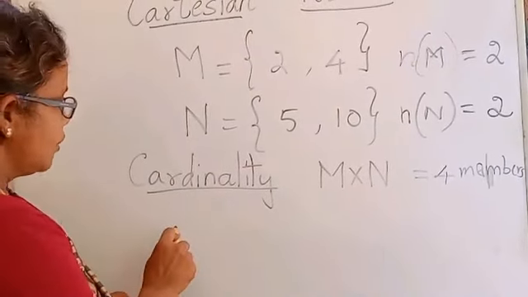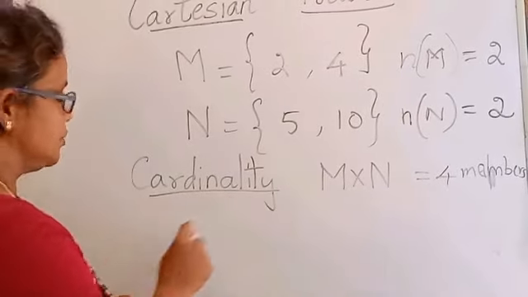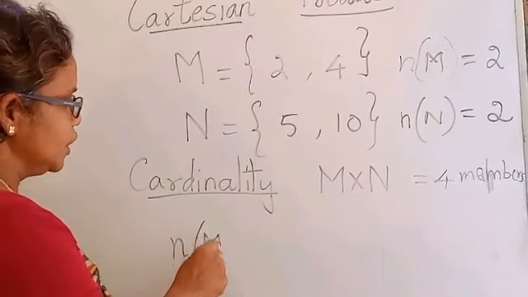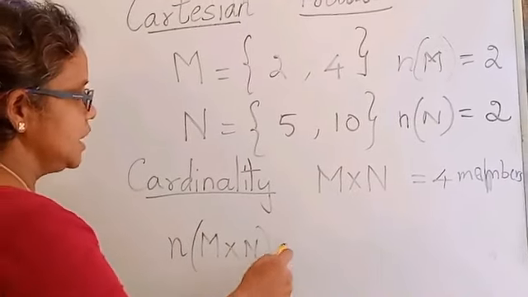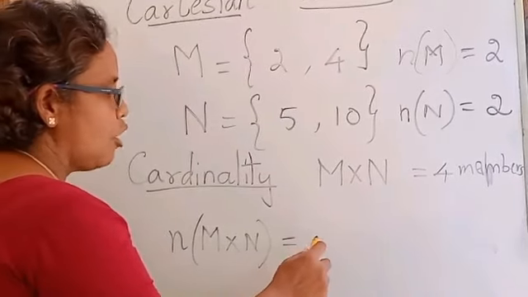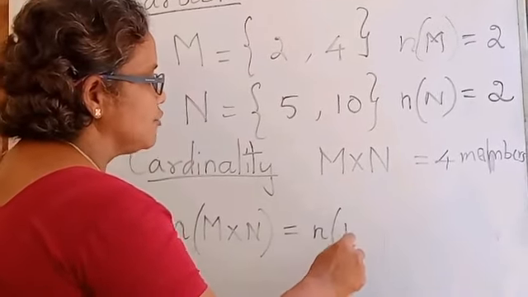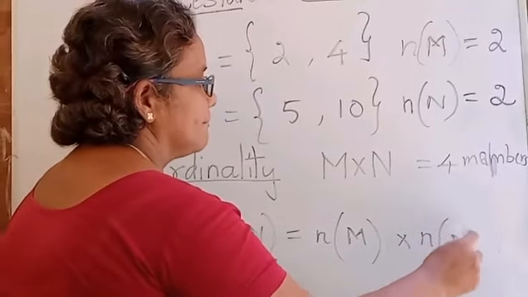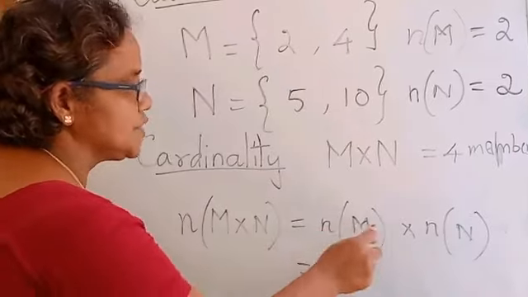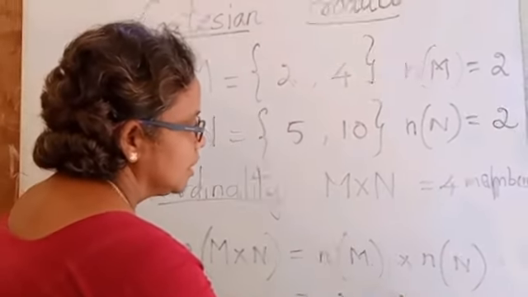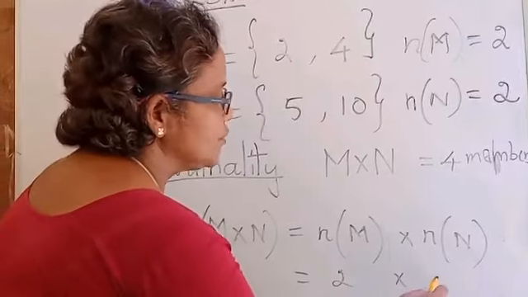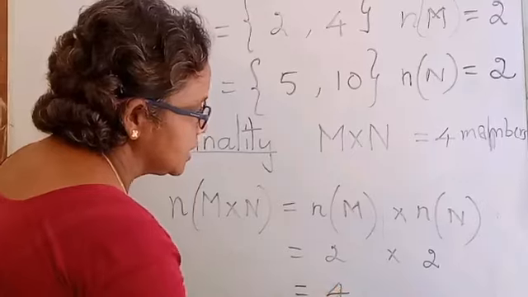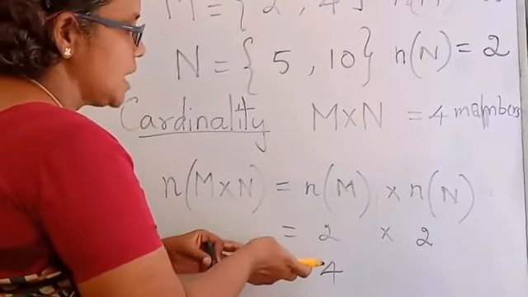So, now we are going to find the cardinality of the Cartesian product of the two non-empty sets. The cardinality of M cross N is equal to, I am writing you the formula, the cardinality of set M times the cardinality of set N. Now what is the cardinality of set M? It is 2, times, what is the cardinality of set N? It is 2 in this example. So what will be the answer? It is 4.